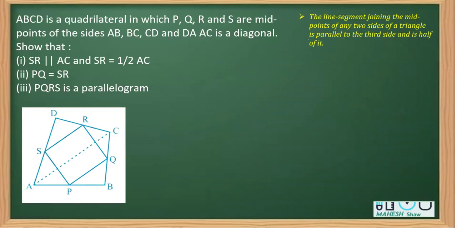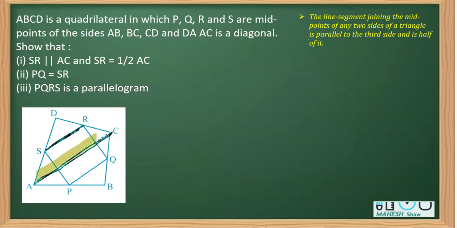Now, as I can see in the question, it is given that P, Q, R, S are the midpoints of the sides of this quadrilateral ABCD. Definitely P will be the midpoint of AB, Q being the midpoint of BC, and so on. In the first part, what we have to prove is that SR is parallel to AC, and we also have to prove that this length SR is half of this length AC. So we are going to use the midpoint theorem.